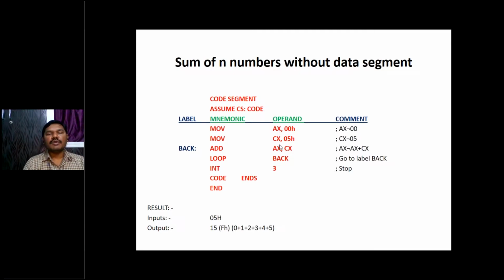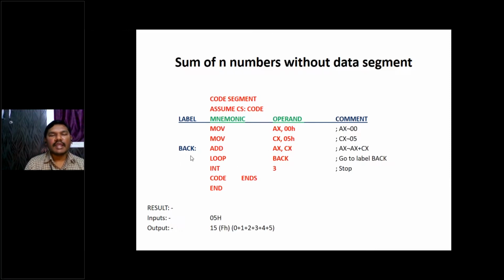So MOV CX, 05h. Then CX is loaded with 05, meaning 5 values. Then it is initialized to 5. Okay, ADD AX, CX. The content of AX is 0. The content of CX is 5. It will be added with AX. So the result is 0 plus 5.